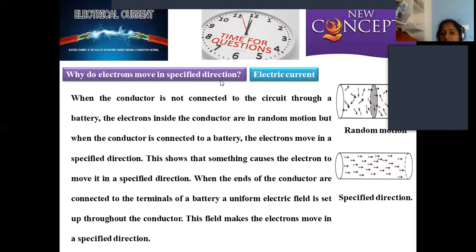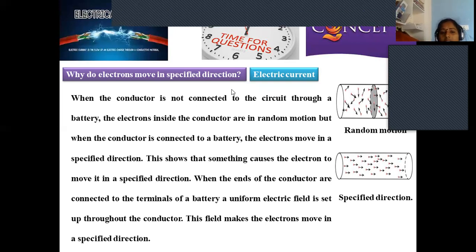Why do electrons move in a specified direction? What could be the reason for this regular ordered motion when they are connected with the battery? So this is a question time. Now let us enter into a deep discussion about this.